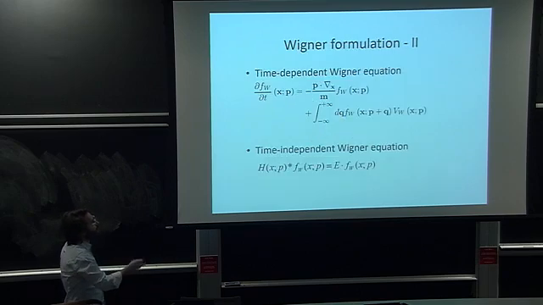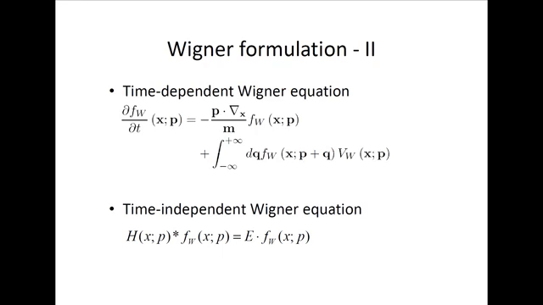And of course, in the Wigner formulation, you have the same story. You have a time-dependent Wigner equation, and you have a time-independent Wigner equation. This is not exactly an eigenvalue problem. This is what they call a star eigenvalue problem or something like this. I can't remember, but more or less, this is what you have in the theory.